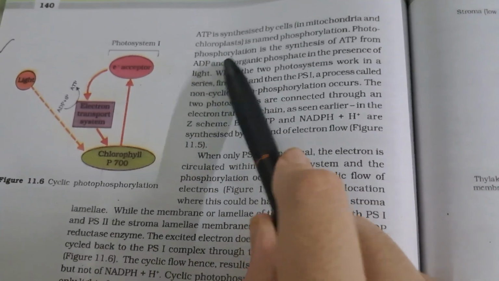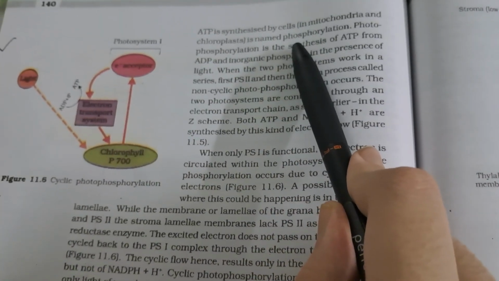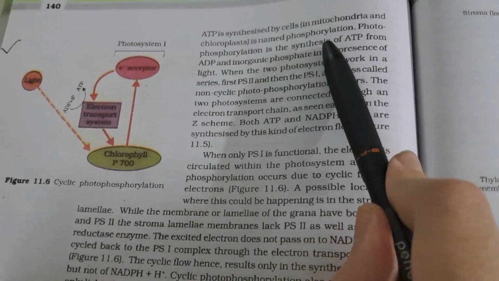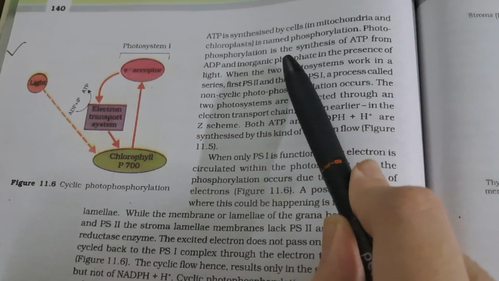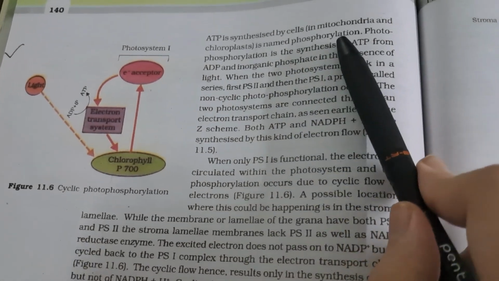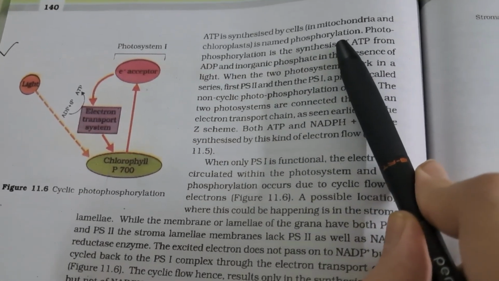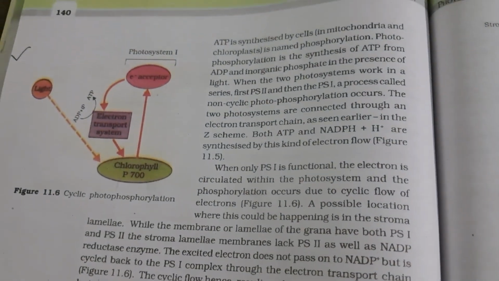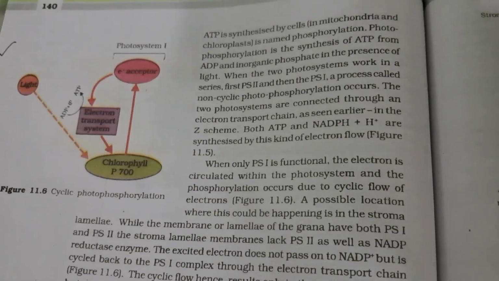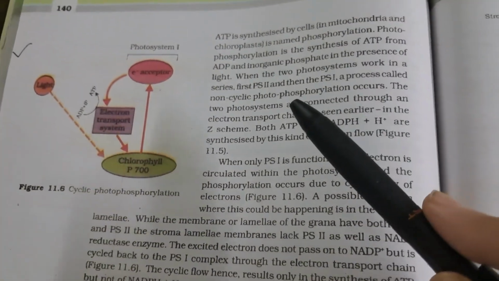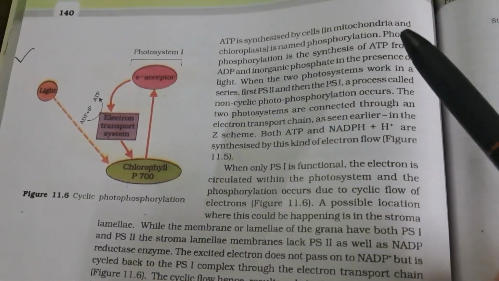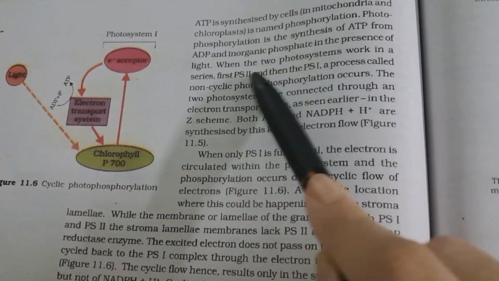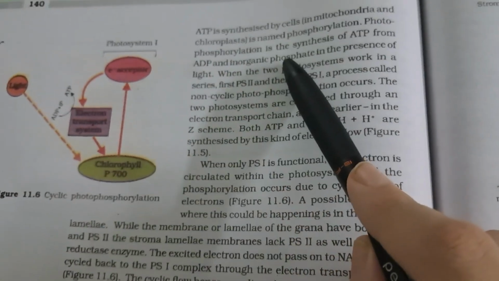ATP is synthesized by cells, and this process is known as phosphorylation. Production of ATP, formation of ATP, that is phosphorylation. In the presence of light, then it will be photophosphorylation. There is a difference between phosphorylation, meaning just production of ATP, but if the production of ATP is in the presence of light, it becomes photophosphorylation. So photophosphorylation is the synthesis of ATP from ADP and inorganic phosphate in the presence of light. This is something we know from class 10 itself, right?